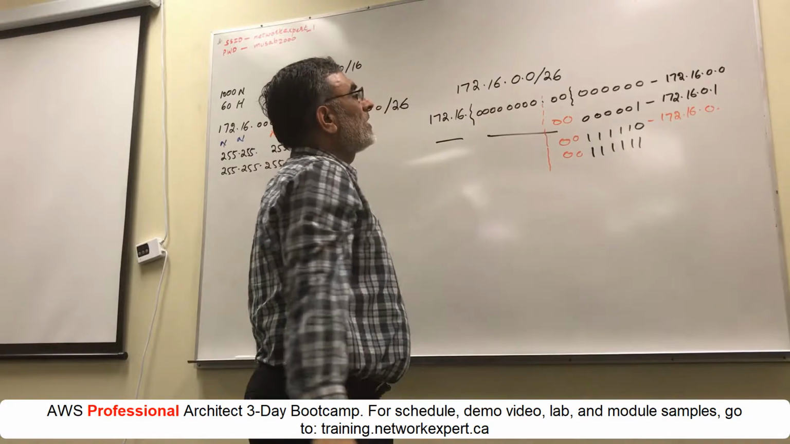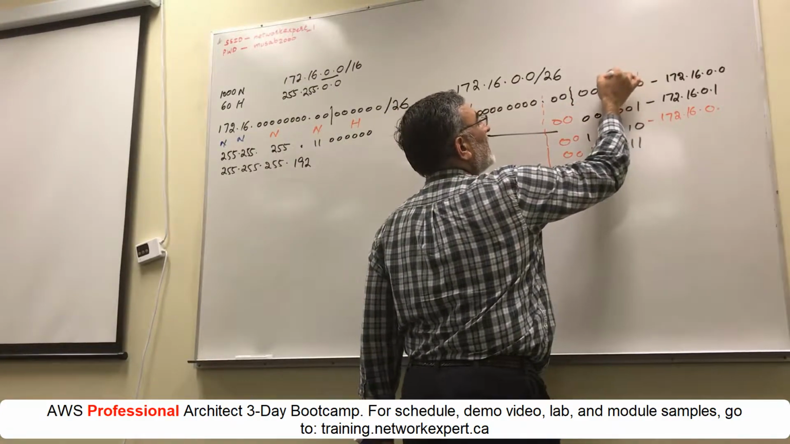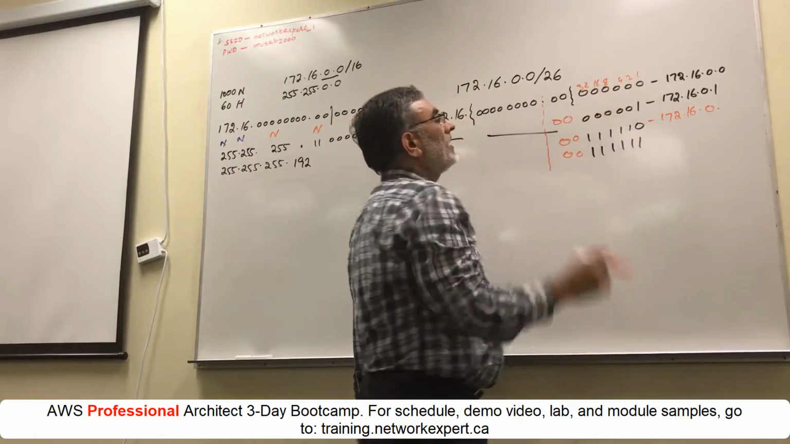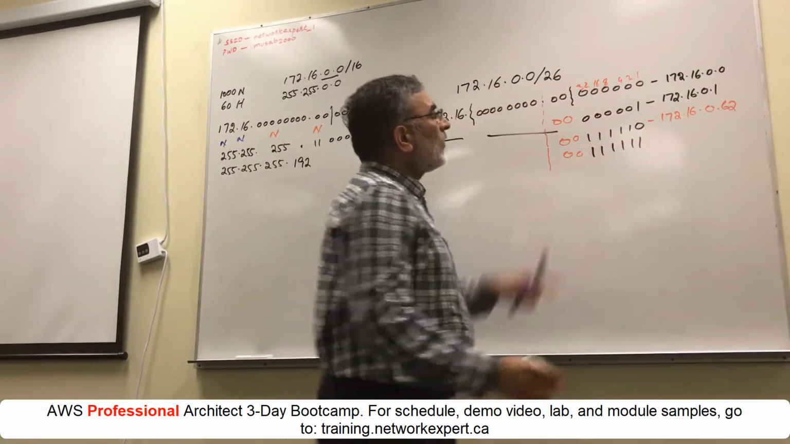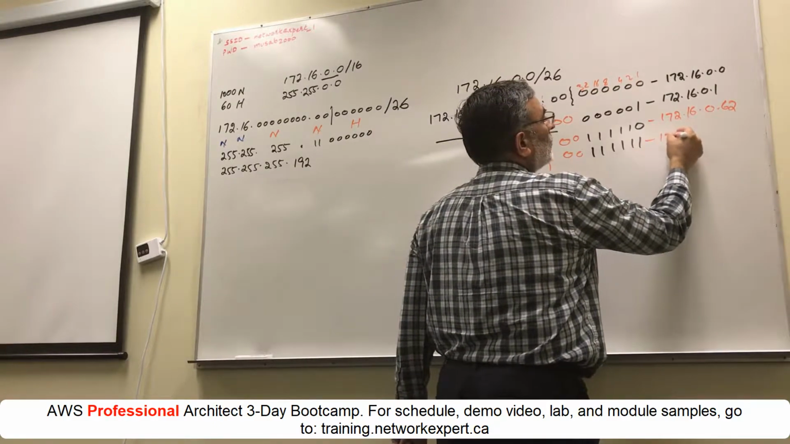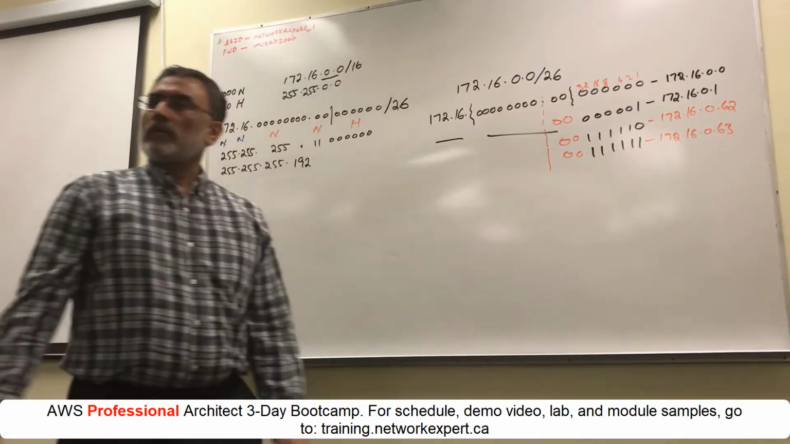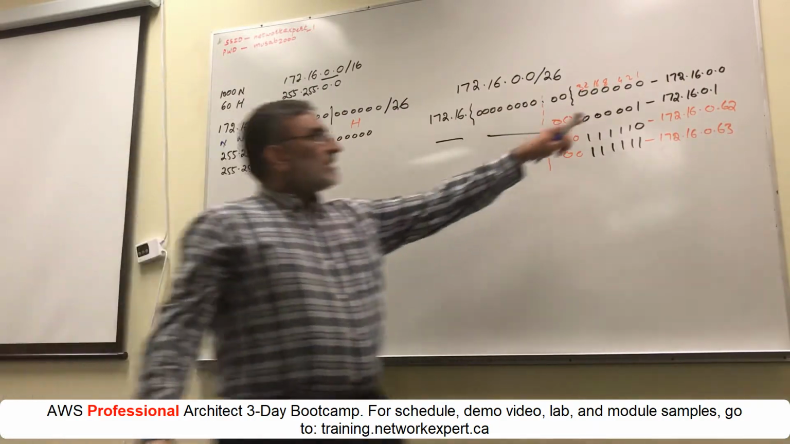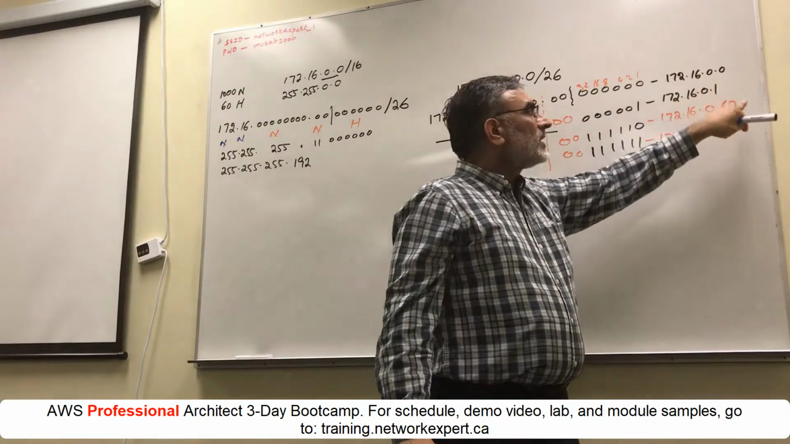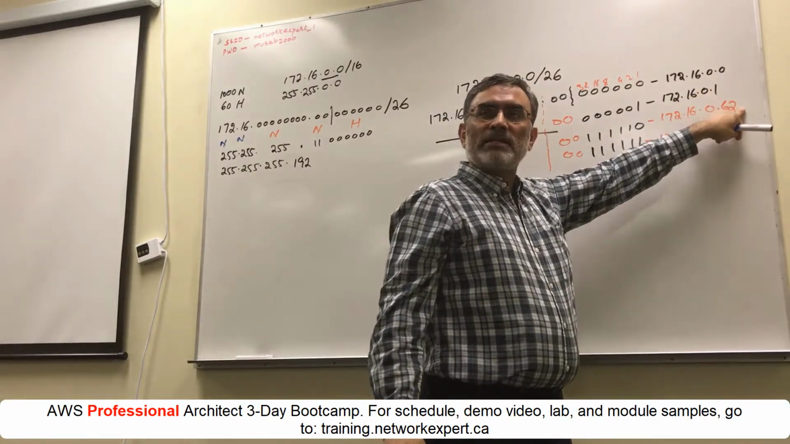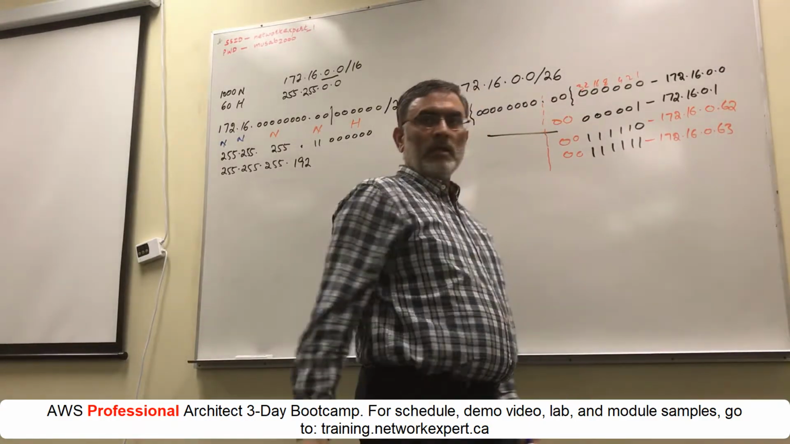So 172.16.0. What is this? 2 raised to power 6 is what? 1, 2, 4, 8, 16, 32. So this will be 62. And all ones will give you 0.63. So this is my subnet address. This is the first valid IP address in this subnet. This is the last valid IP address in this subnet. And this is the broadcast address for this subnet.